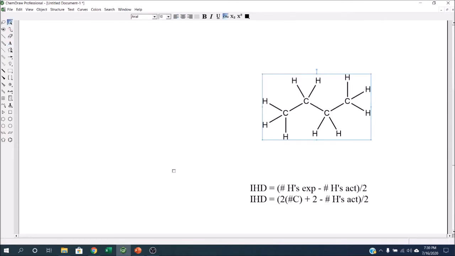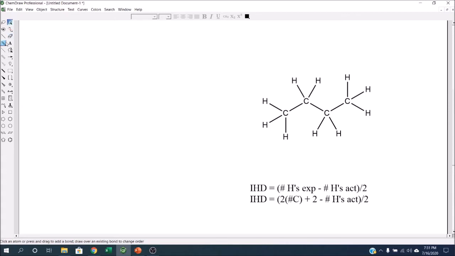Let's look at a few more examples. So again, this is butane. Butane has 4 carbons in it. The number of hydrogens that we expect to see is 2 times 4 plus 2, and that's equal to 10, minus the number of hydrogens that we actually see, which is 10. And so the index of hydrogen deficiency would be 10 minus 10 divided by 2, or 0. And that makes sense. There's no pi bonds or rings anywhere in the system, so the index of hydrogen deficiency based on the Lewis structure is 0. Based on our calculation, it's 0.